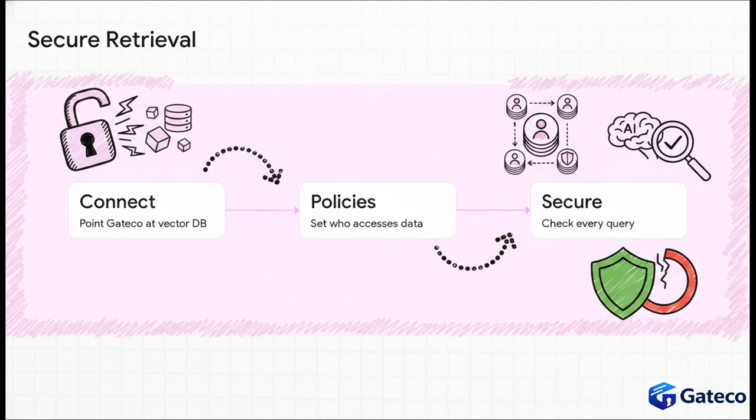Step 1, you connect. Just point Gateco at your existing vector database. Step 2, you define your policies. You explicitly set who can access what data based on their actual real-world identity. And step 3, secure retrieval. From that moment forward, every single AI query is permission-checked at runtime before any data is ever retrieved. Your AI agents just keep doing their thing, but now they're operating safely inside an invisible, ironclad permission boundary.